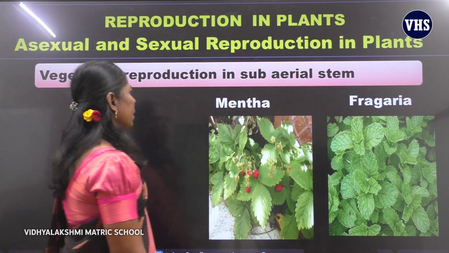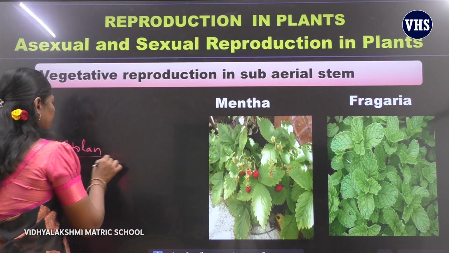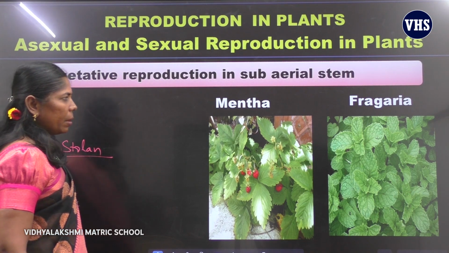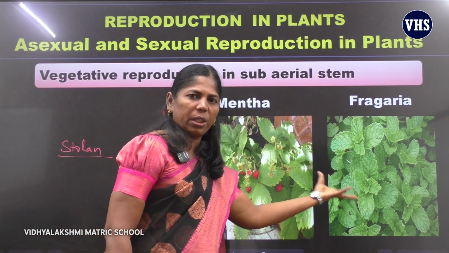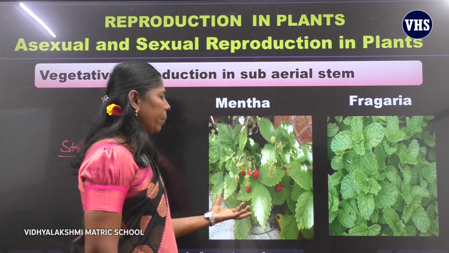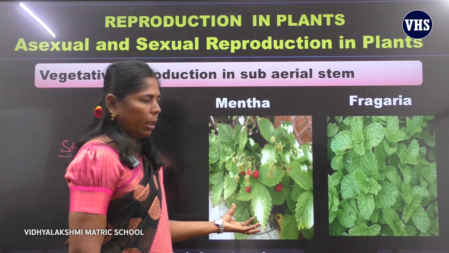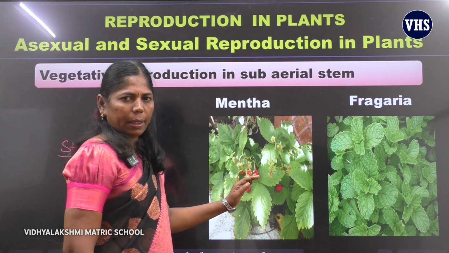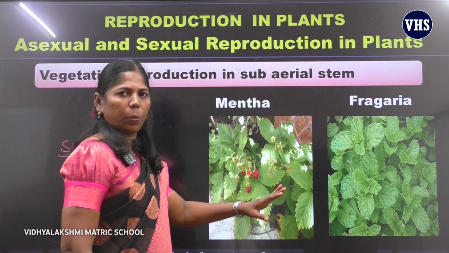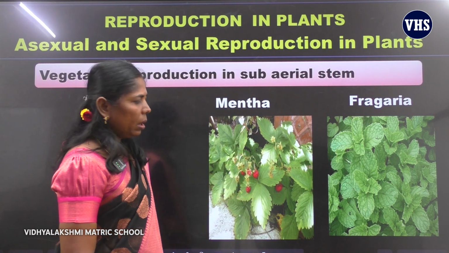Next one, Mentha is an example for the stolon. We all know it, the mint plant. In this, all the nodal regions, just you have to cut it and keep it in summer. So it will grow as an entire plant. We have to put it in suitable media, then the entire plant will come from it.